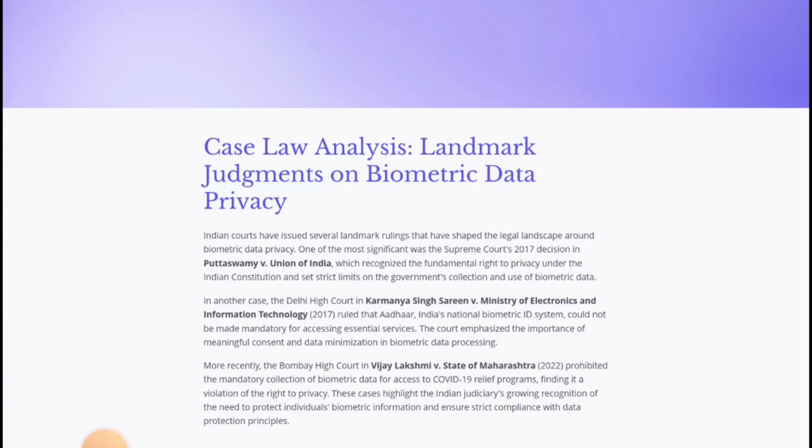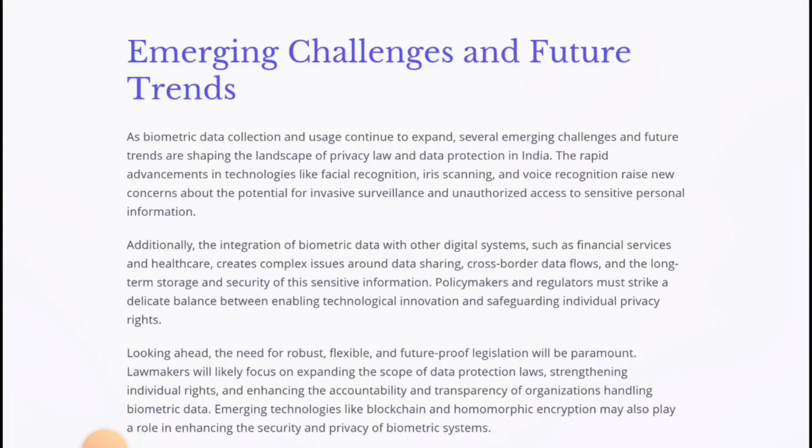In another case, the Delhi High Court in Karmanya Singh Sareen versus Ministry of Electronics and Information Technology in 2017 ruled that Aadhaar, India's National Biometric ID System, could not be mandatory for accessing essential services. And most recently, the Bombay High Court in Vijay Lakshmi versus the State of Maharashtra in 2022 prohibited the mandatory collection of biometric data for access to COVID-19 relief programs, finding it a violation of the right to privacy. These cases highlight the Indian judiciary's growing recognition of the need to protect individuals' biometric information and ensure strict compliance with data protection principles.